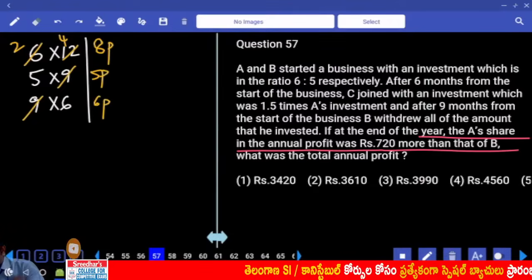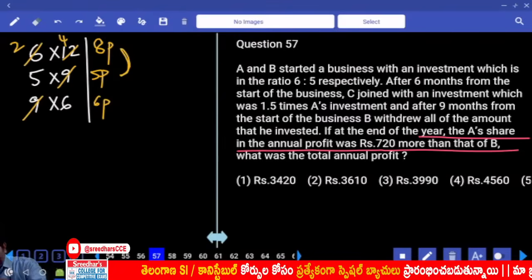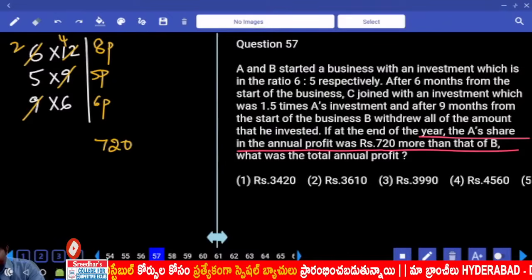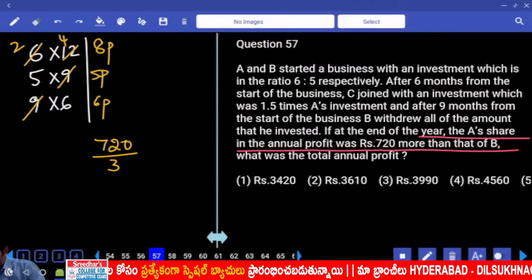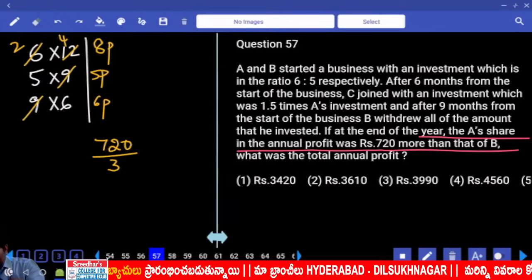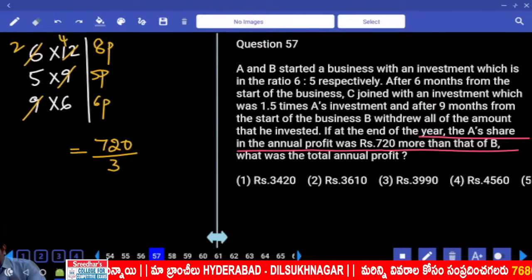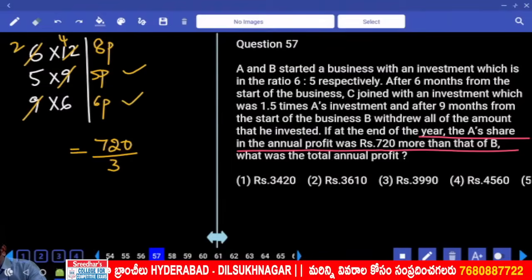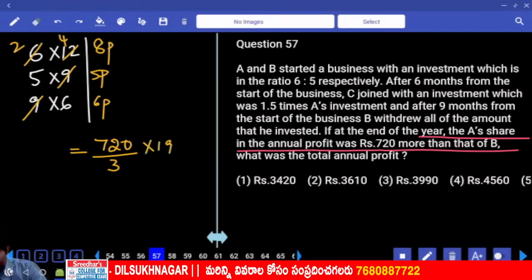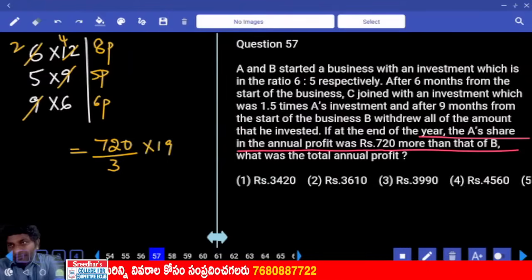You got it? The difference between A's profit and B's profit is 3 parts, which is equal to 720. Then 1 part is equal to 720 divided by 3. Don't calculate, let it be like that. And our question is to identify total profit. How many parts? 6 plus 5, 11 plus 8, 19. So 720 by 3 into 19.